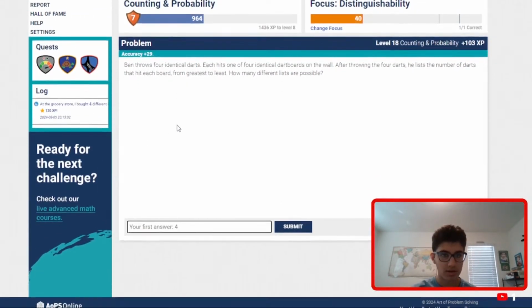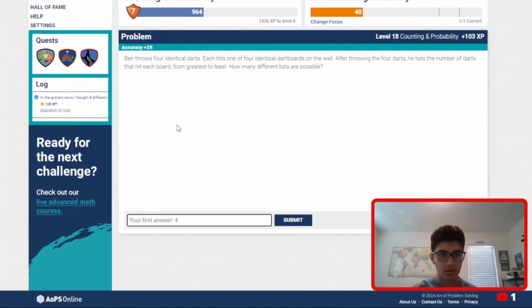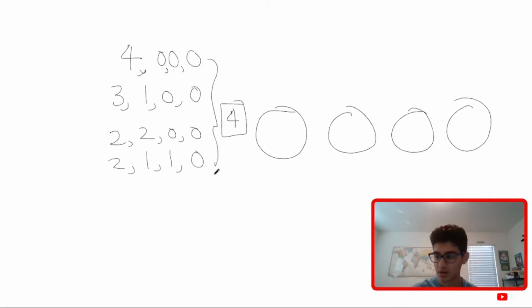Four identical dots. Each hits one of four identical dot words on the wall. Oh wait, never mind. There's also one, one, one, one. In the last one that wasn't there because there were only five things, and that's what I messed up here.